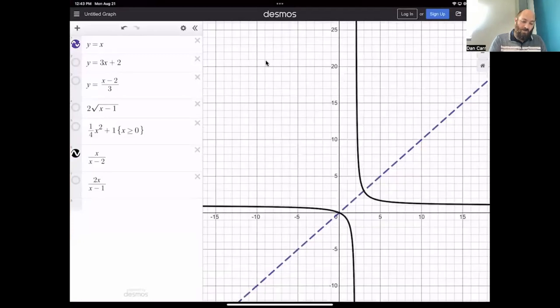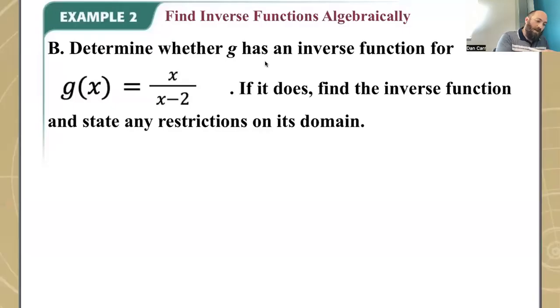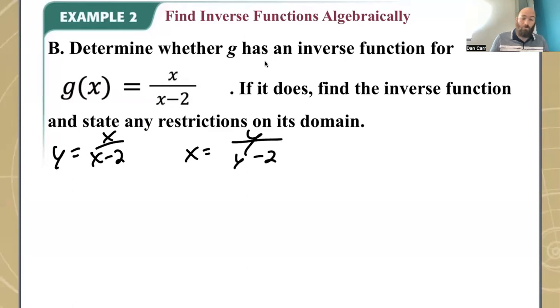This is my rational function right there. If I zoom out a little bit, you can see that it does have an inverse. It is one-to-one as I go through all my horizontal lines there. Okay, so I'll come back here. We know that it has that, so I'm going to say y equals x over x minus 2. Swap the x and y, so we have x equals y over y minus 2.